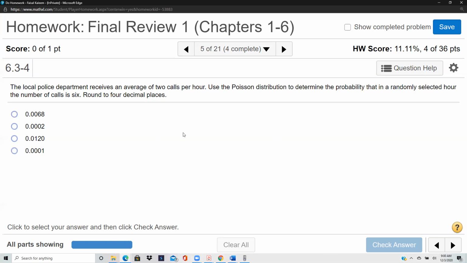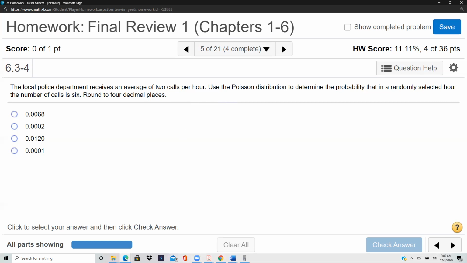So what's the mean? Would it be 2? Two, yeah, 2 calls per hour. Now, the only thing you have to watch out for is that it's given 2 calls per hour. And you look at the question says that in a randomly selected hour. So this time frame should match with this time frame. Then that just is the mean.